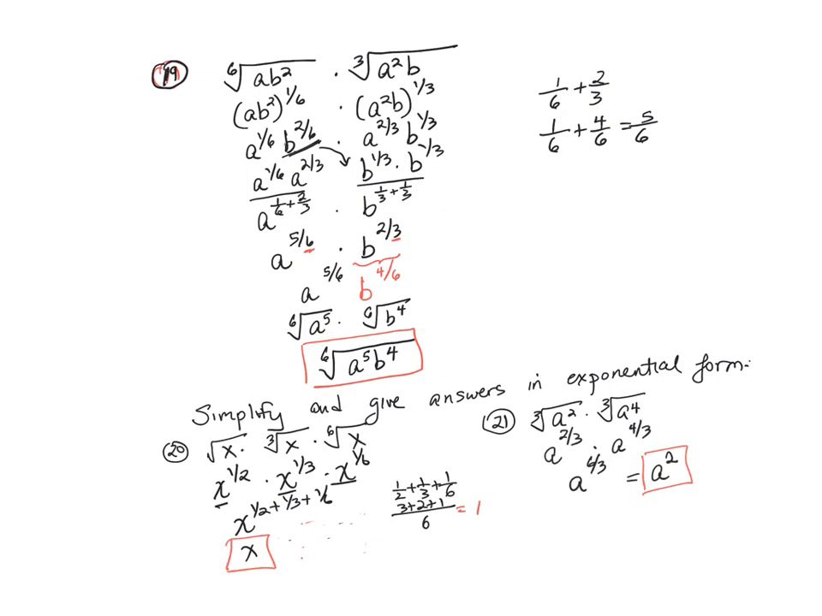Oh, I have to add a page. Up to number 21. Okay, this is 22. The 4th root of x times the 6th root of x divided by the cubed root of x. Okay, that's my last problem.